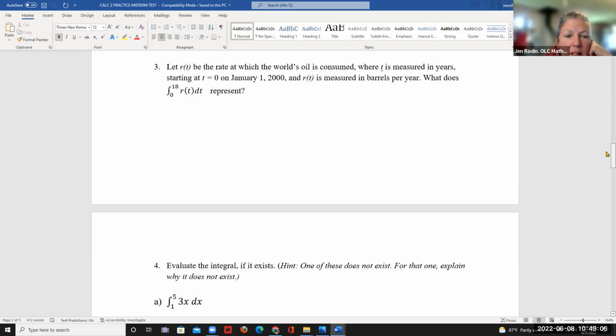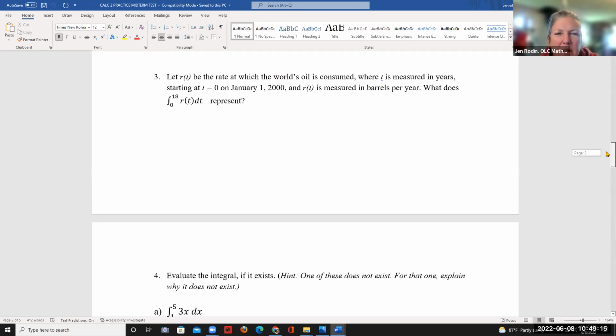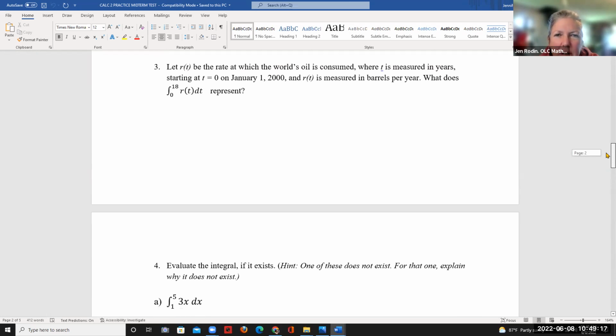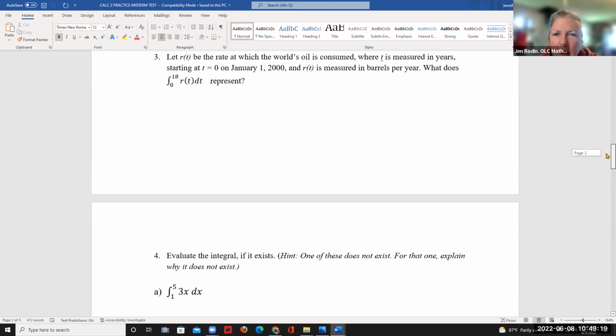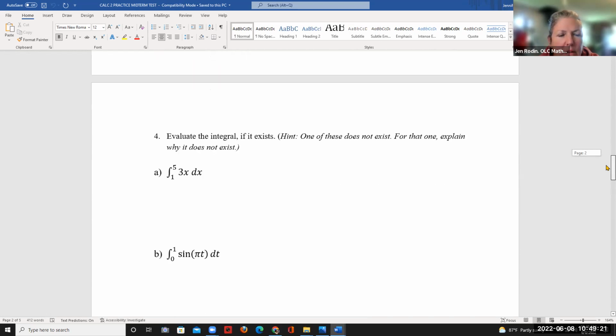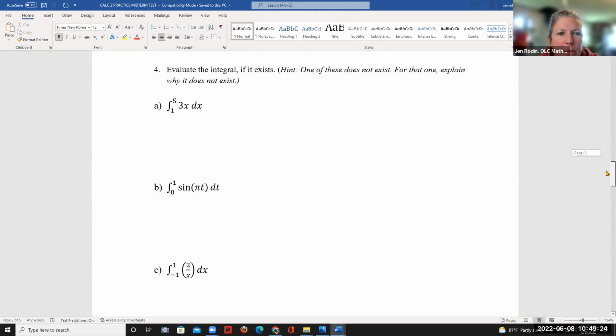So this, you don't calculate it. I didn't ask for the amount, just what does that mean? I must have copied that wrong, because it must be more than just barrels per year. I'll look at that again. That's one I pulled from the book.